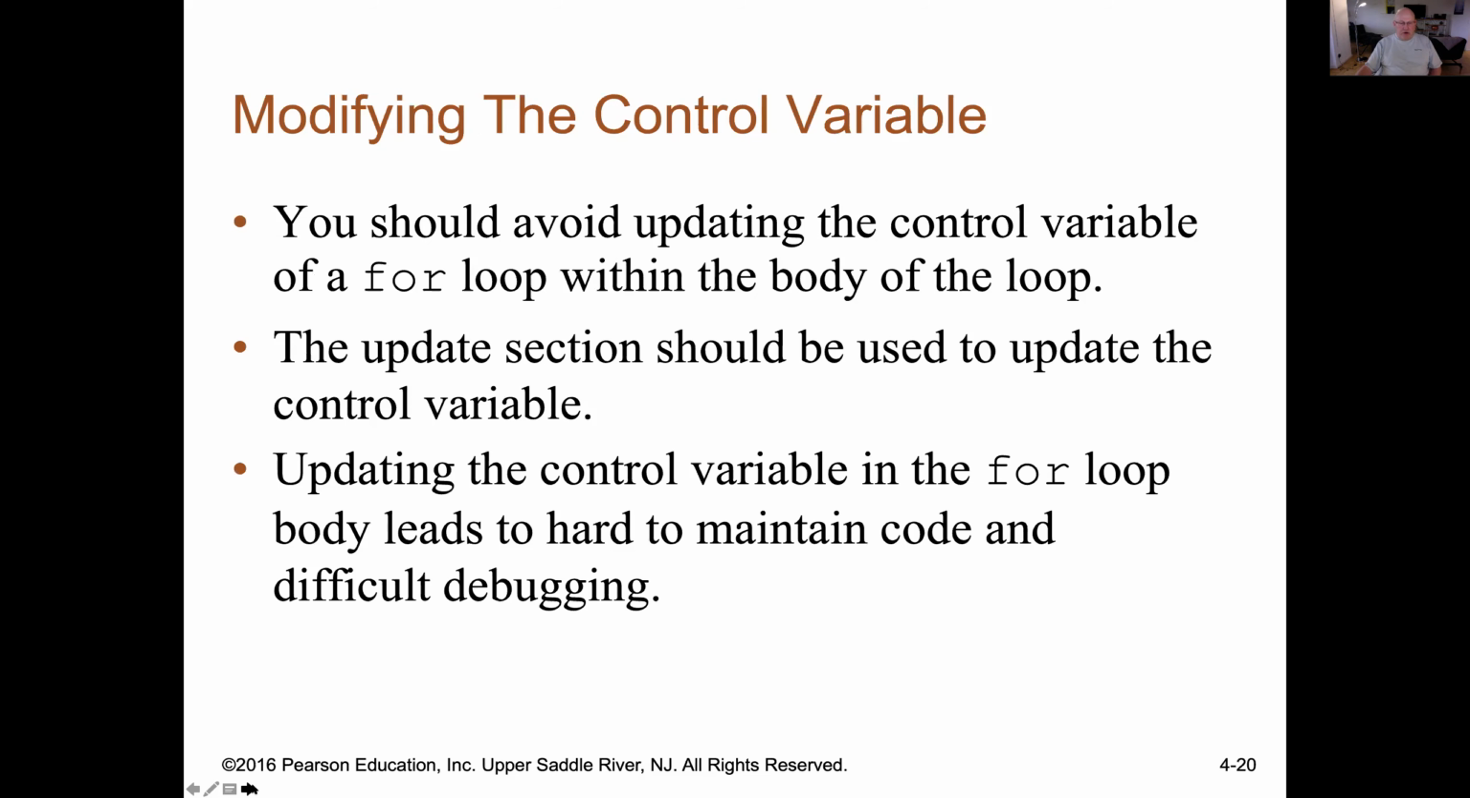How do you modify the control variable? You should avoid updating the control variable of a for loop within the body of the loop. The update section should be used to update the control variable. Updating the control variable in the body of the for loop leads to code that is hard to maintain and difficult to debug.